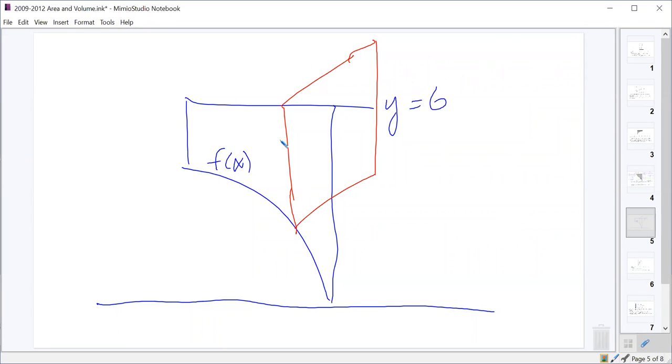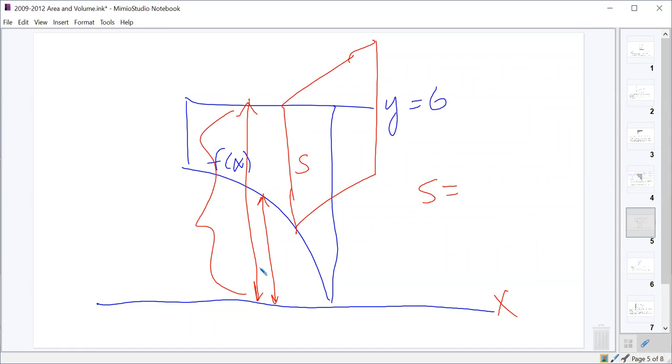So our side length here ought to be the entire distance minus the distance from the function to the x-axis. That's our x-axis. So s should be 6 minus f of x. Does that make sense or no? Yeah, that makes sense now. Thank you. Cool. Yep.